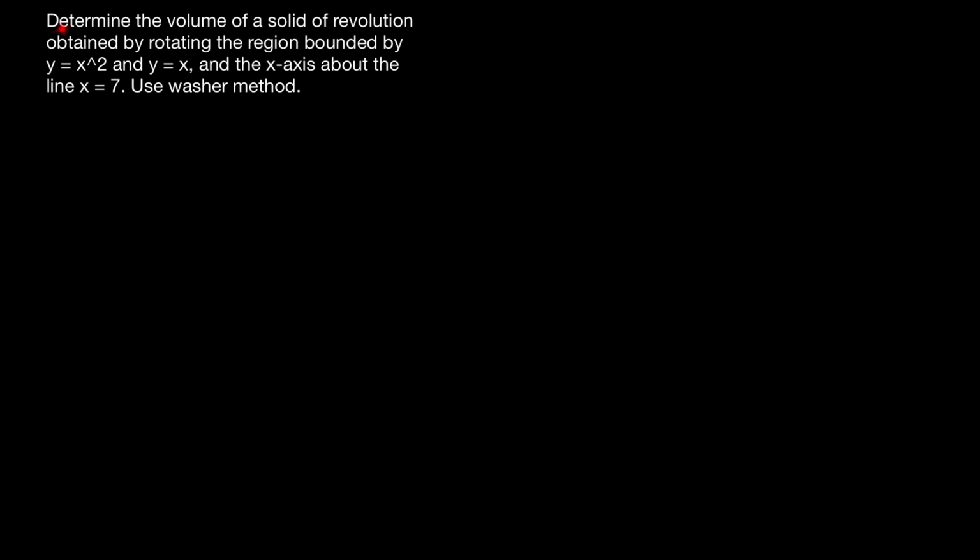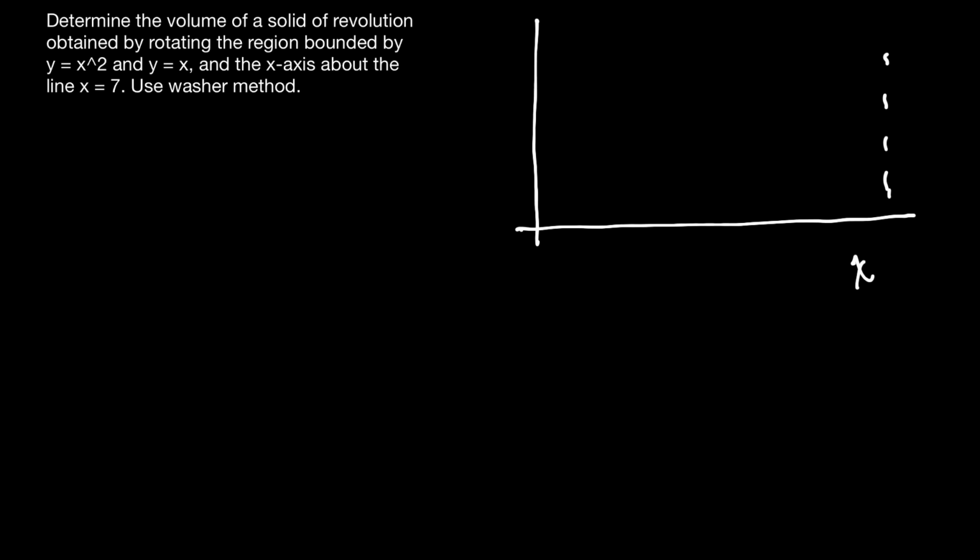Alright, so same problem here. Determine the volume of a solid of revolution obtained by rotating the region bounded by y equals x squared and y equals x and the x-axis. And we're still going to turn it around x equals 7, but they're telling us, use the washer method. So here's what we're going to do. We're going to sketch this out again, and here is x equals 7 way out here.